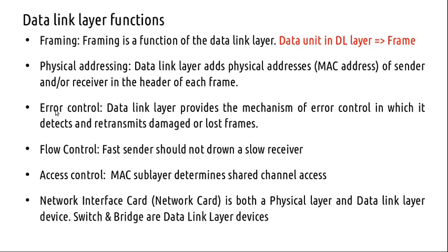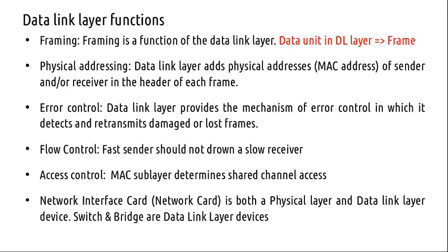Then error control has some mechanisms. The Datalink layer brings about error control. There are error detection schemes as well as error correction schemes, since you need to provide a reliable service to the network layer. And again, flow control: a fast sender should not drown a slow receiver. We discussed this topic earlier. That is a task of the Datalink layer.